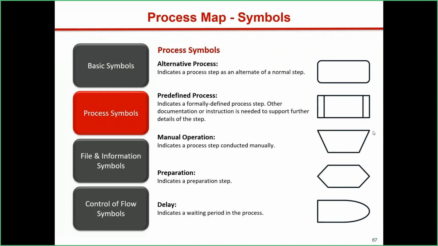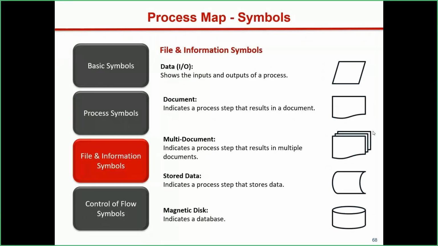The next step is manual operations, indicates a process step conducted manually. Then the rhombus sign indicates a preparation step, and the delay sign indicates a waiting period in a process. File and information system, this is mostly used in IT or network process maps. Good to know. I'm not going to go through it, but it's good to know information if you are going to work on a project that requires IT or network related process flows to be made.